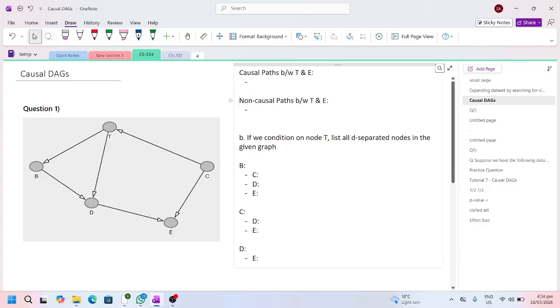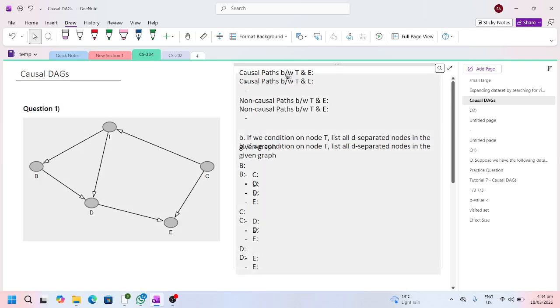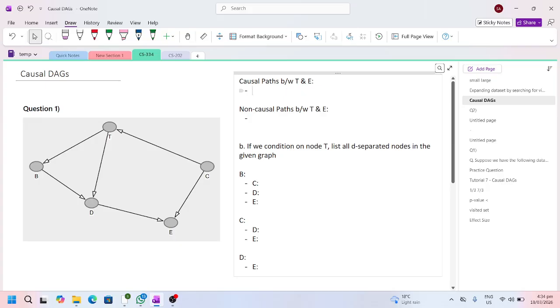All right. So the first part tests that you have to list all the causal and non-causal paths between T and E. A causal path is just a path in which all the arrows are going out of the treatment and into the outcome. That means all the arrows should begin at T and end at E. None should be in the opposing direction.